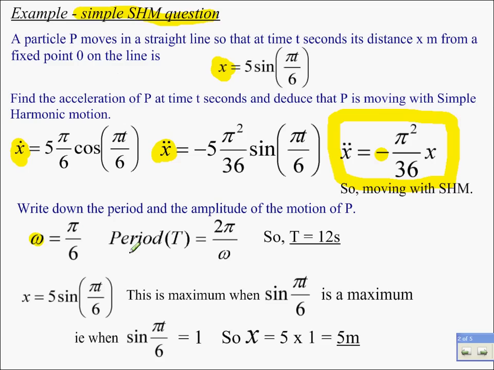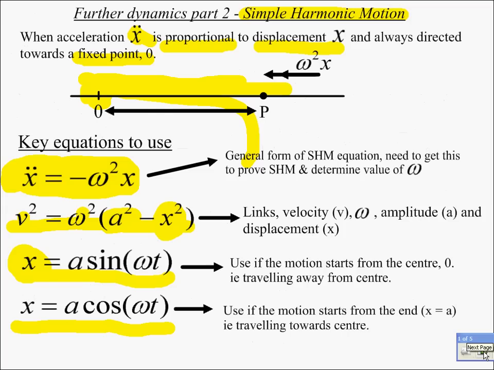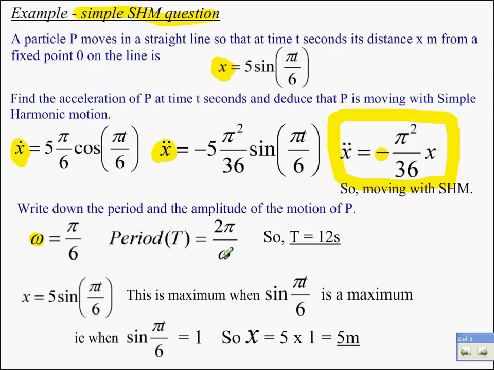Now the period of motion, I don't think I covered that here, sorry. The period of motion is the time it takes to go one full cycle, so up to the end, back and up again. Okay, so one full cycle is the period of motion, and the formula for that is 2 pi over omega. So get your omega, slap it in here, rearrange, and you get a time of 12 seconds. So it takes 12 seconds to perform one full cycle, loop, or whatever you want to call it.